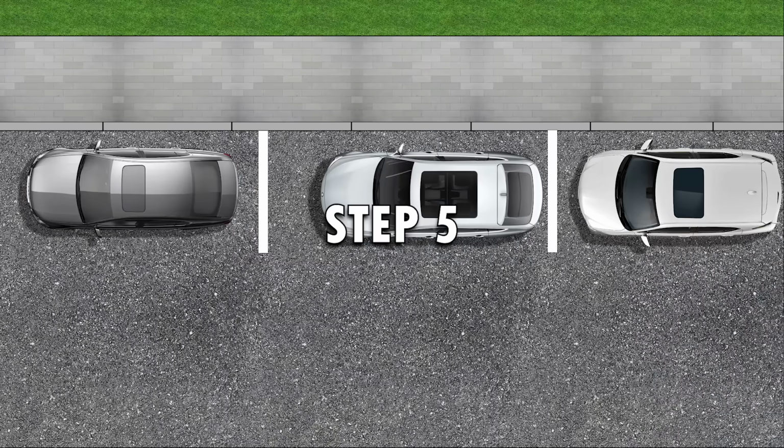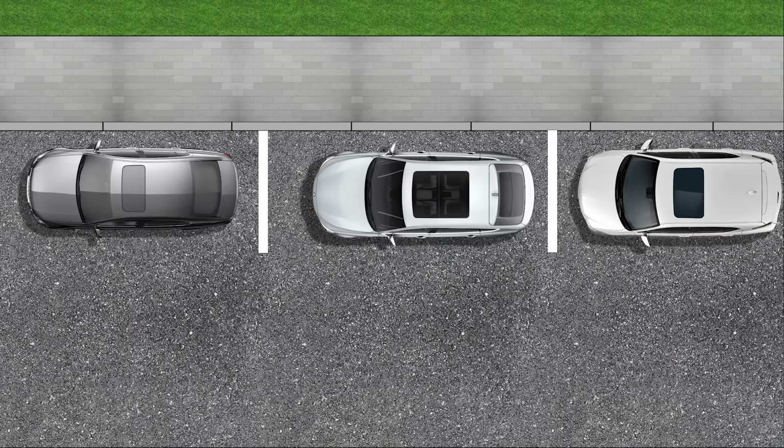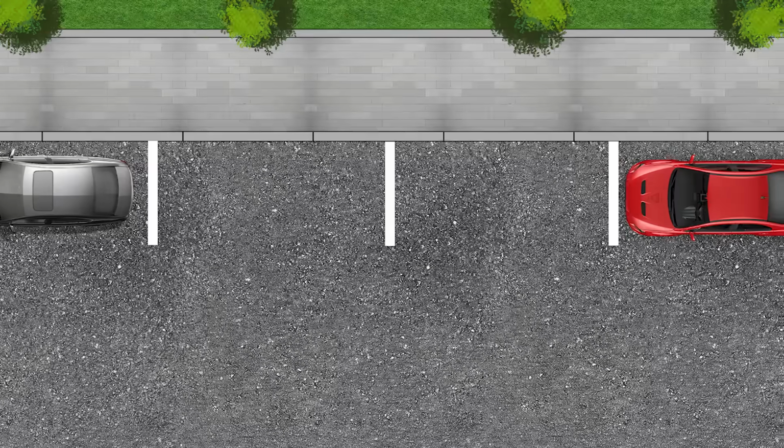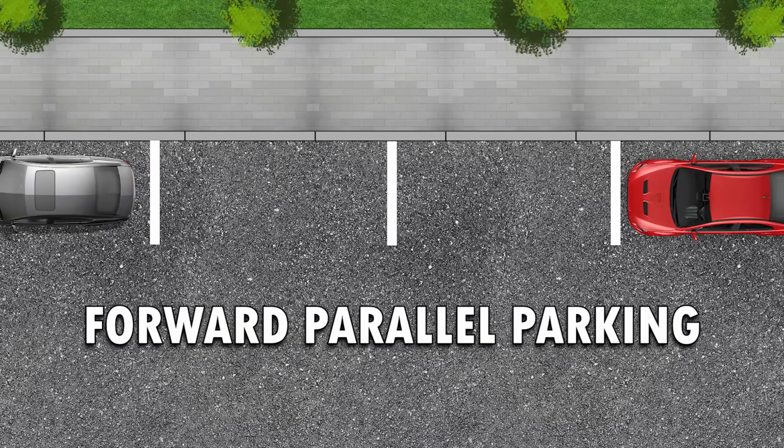Step 5. Align your wheels straight again and drive slightly forward. Congratulations, you have successfully parked. Now practice on your own on unloaded sections of road. A few tries will be enough for you and you will have no problem using parallel parking in your normal life. Now let's explore parallel parking, but in front.